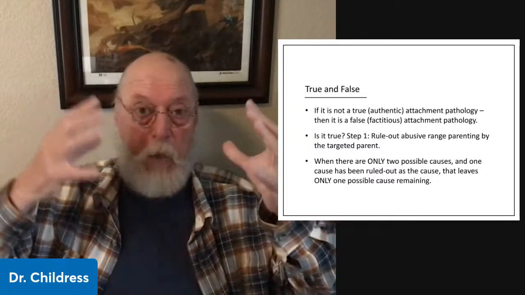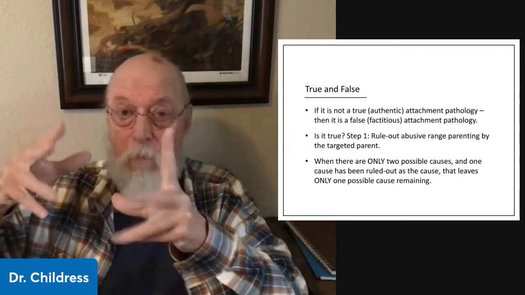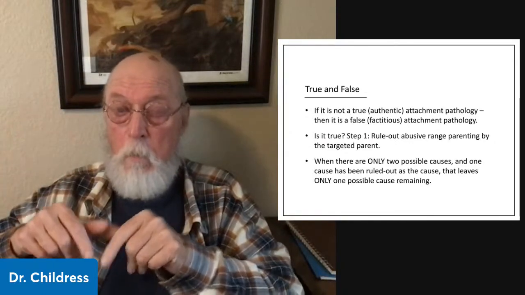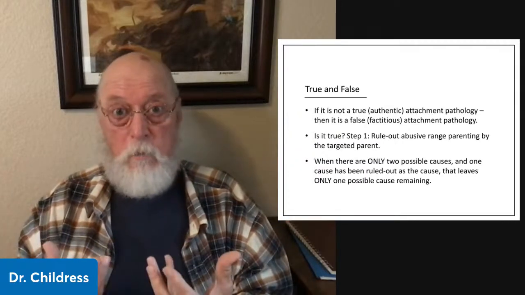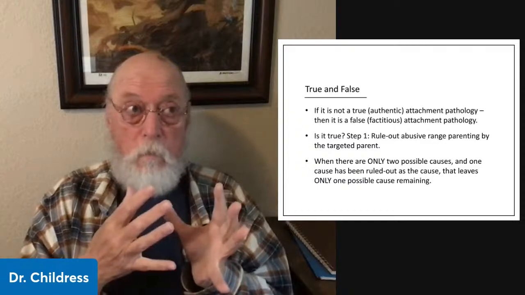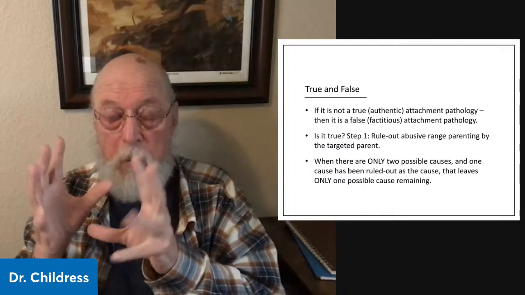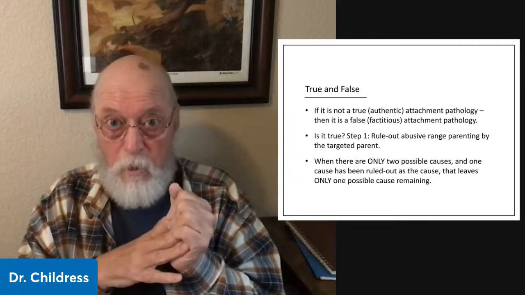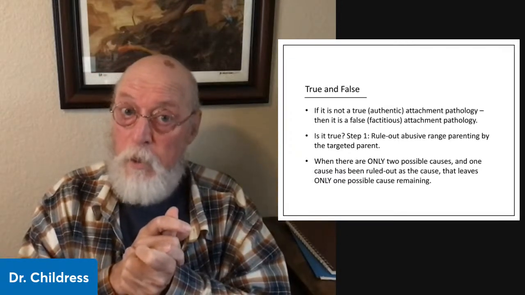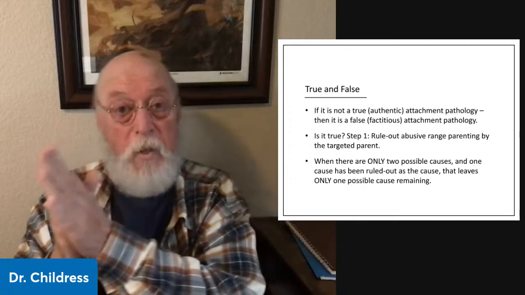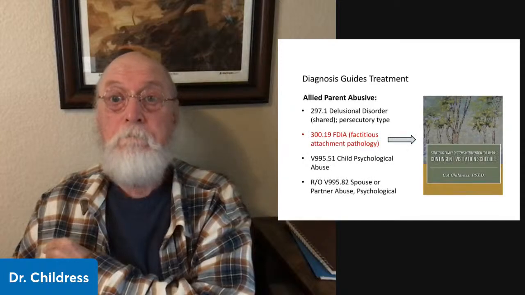There's going to be the child coming in with medical issues. There's going to be medical symptoms. They will report medical symptoms. But when we go to diagnose the cause, there is no cause. It's not authentic. So the child comes in with symptoms of abuse and pathogenic parenting by the targeted parent. When we go look at the targeted parent, they're a normal range parent. But it's a false, factitious attachment pathology.